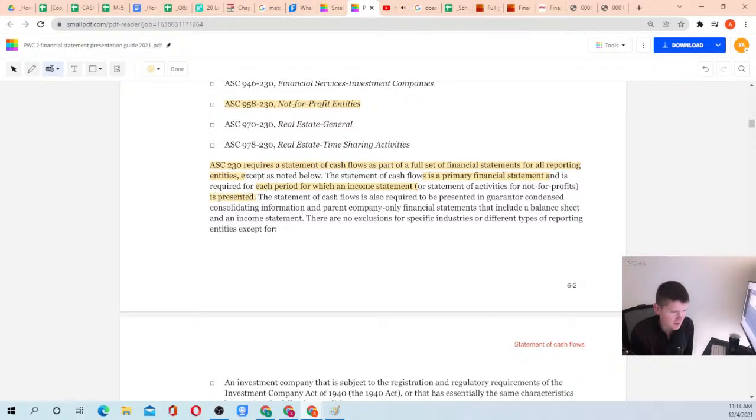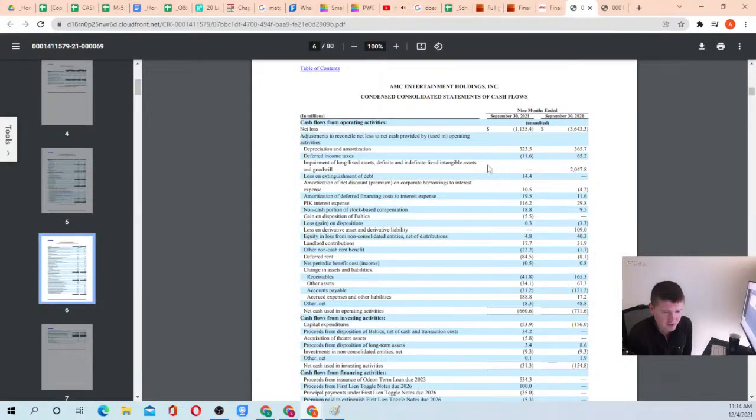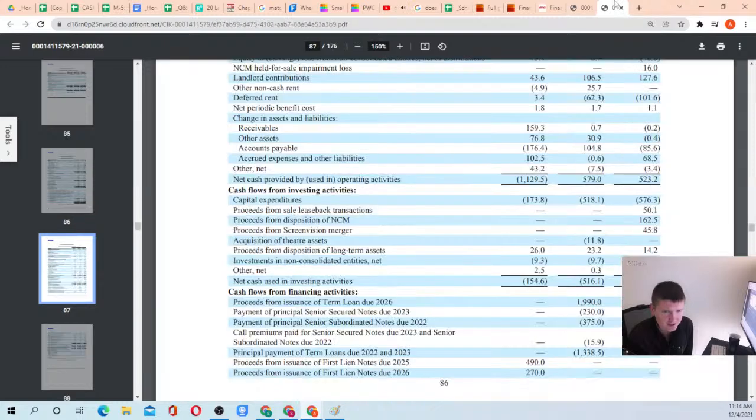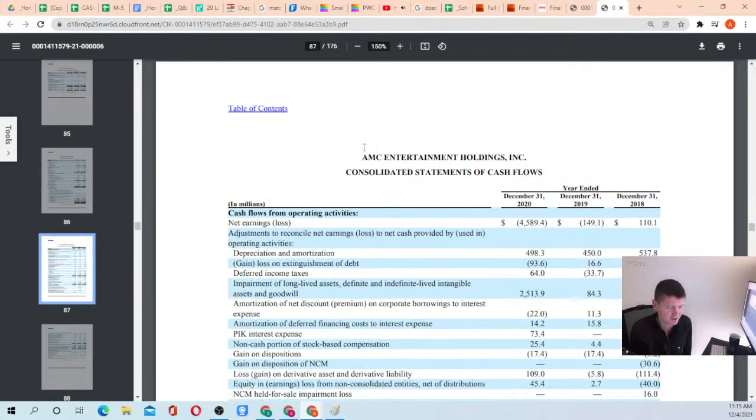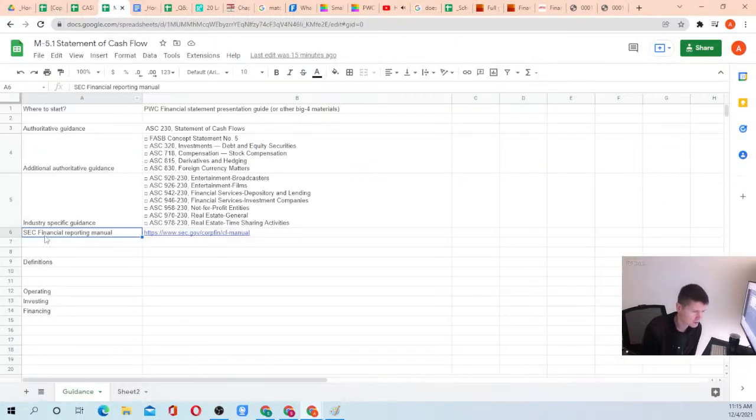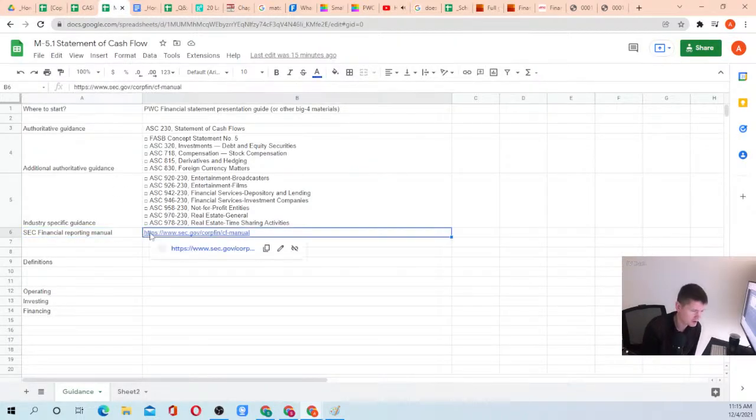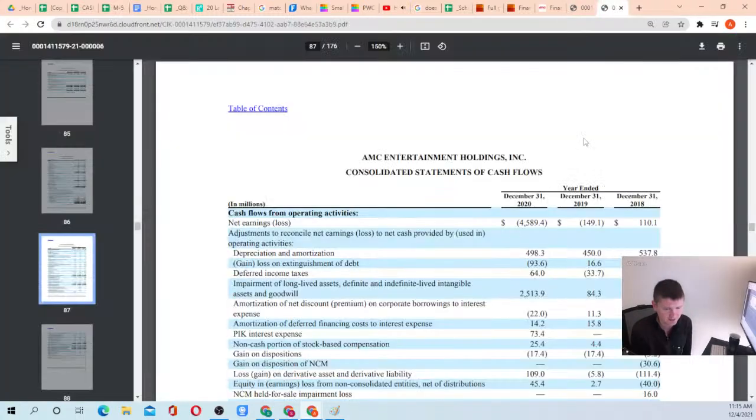And usually for public companies, that's a quarterly report. So for public companies listed in the United States, which are subject to SEC, Securities and Exchange Commission requirements, it's 3 years. You can see the company has 3 years, and if you take a look into the SEC Financial Reporting Manual, you will find the requirement there that it should be 3 years of cash flows.